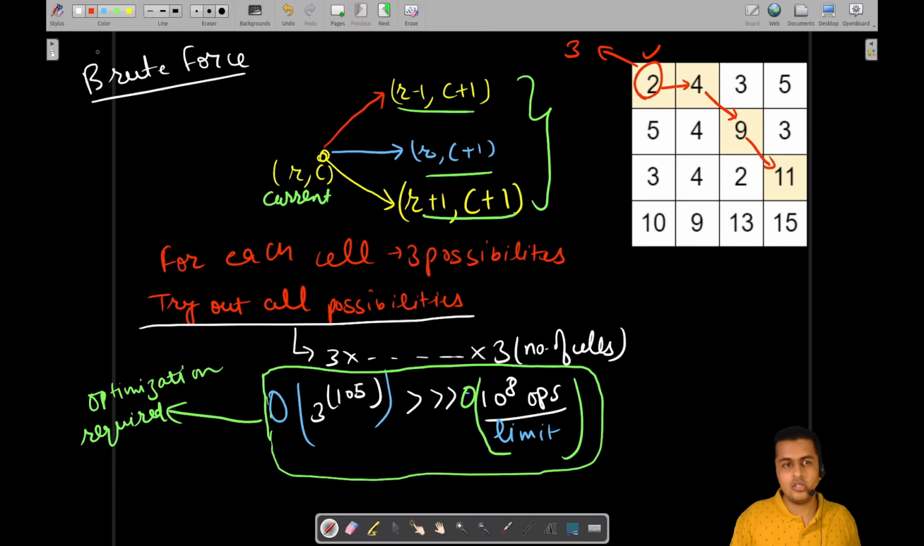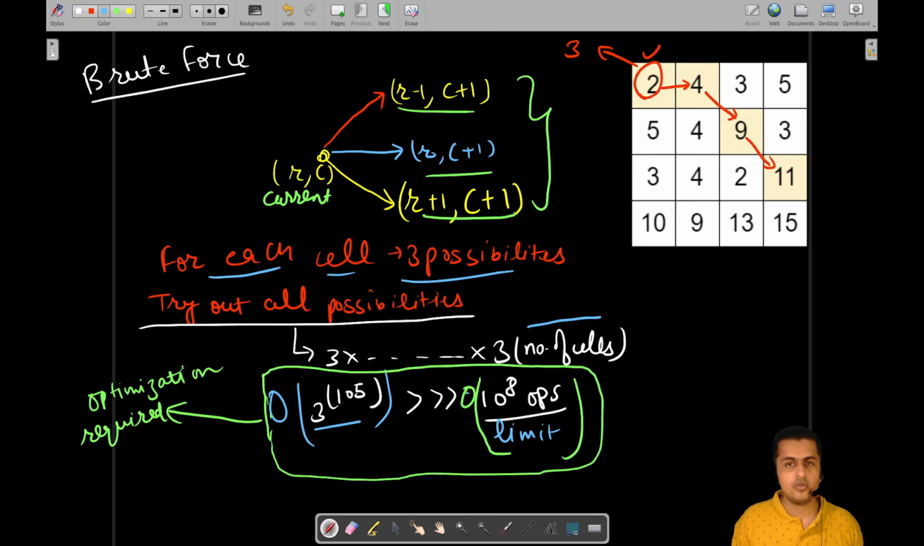If we try to do it the brute force way, then for each of the cells there would be three possibilities of going in three different directions. If you want to try out all possibilities, then 3 into 3 into 3, repeated into the number of cells, would be the order of operations required for your brute force solution. This can be considered a loose upper bound, and there is an operation limit of 10 raised to power 8 operations.